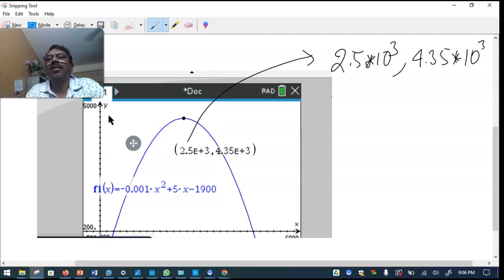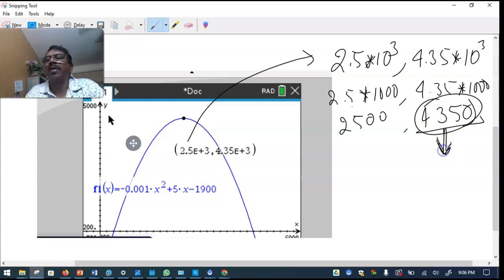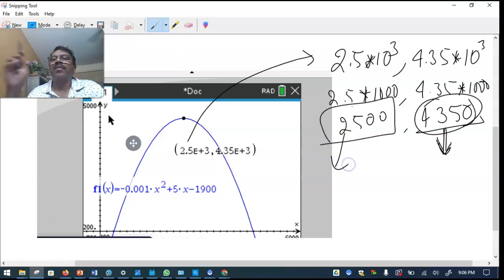So when you multiply, this is 2.5 times 1000, and the other one is 4.35 times 1000, and you know the answer. This will be 2500, and this will be 4350, and that's the maximum. So in order to have the maximum profit, the vendor will have to sell 2,500 cans. And I hope this helps.